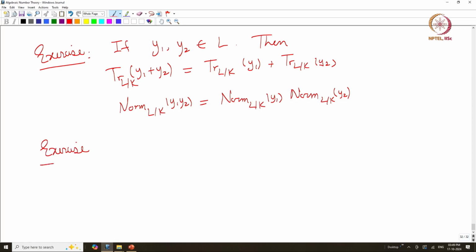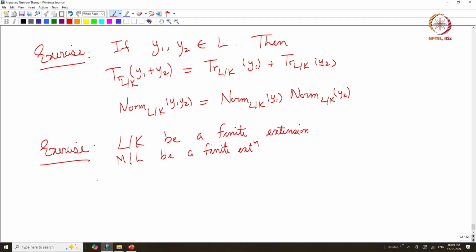So, exercise. Right. So, let L over K be a finite extension and M over L be a finite extension, and let y be an element in L, the intermediate field. So, you can now define the characteristic polynomial of y with respect to the extension M over K or with respect to the extension L over K.